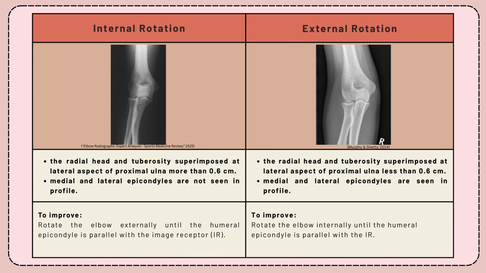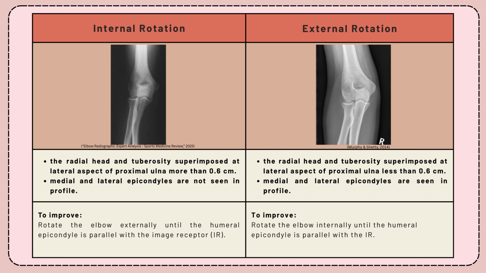This is the incorrect position of the elbow, which shows the internal and external rotation of the elbow. The left diagram shows the radial head and tuberosity superimposed at lateral aspect of proximal ulna more than 0.6 centimeters, indicating the elbow is internally rotated, and the medial and lateral epicondyles are not seen in profile. To improve, rotate the elbow externally until humeral epicondyles are parallel with the image receptor, IR.